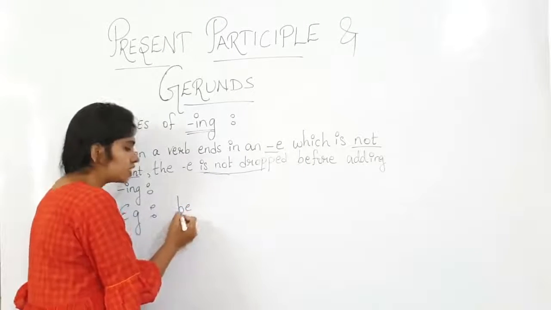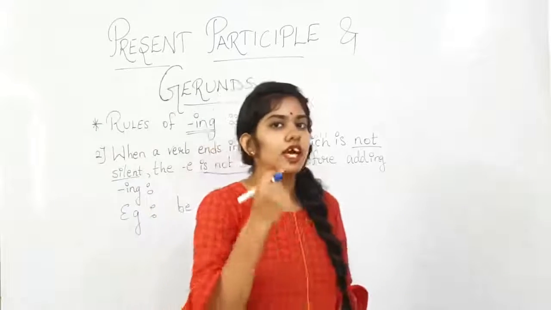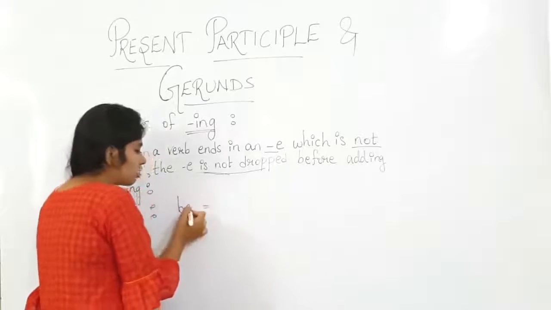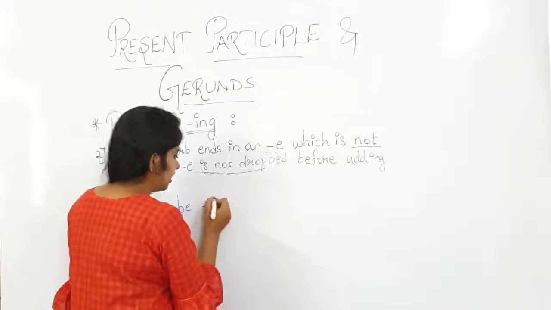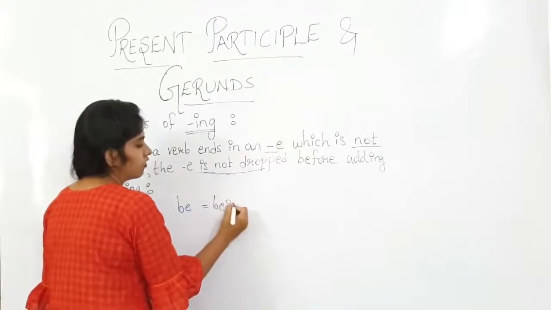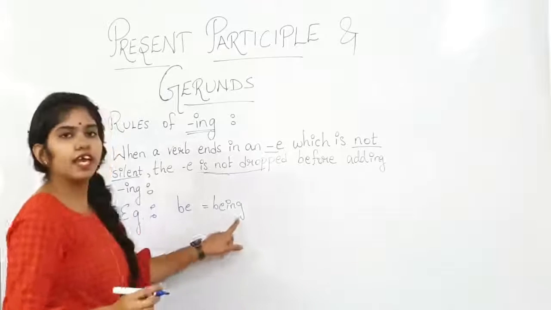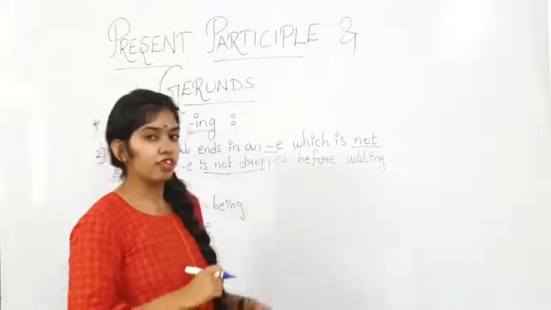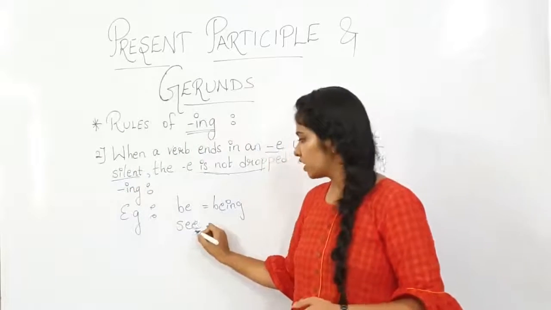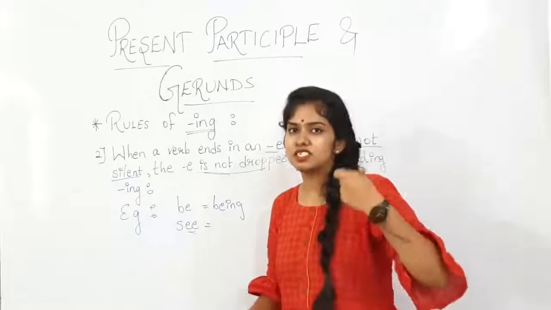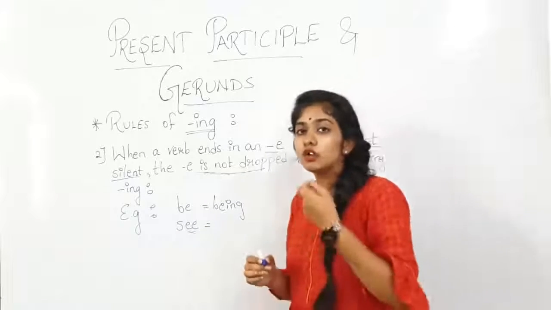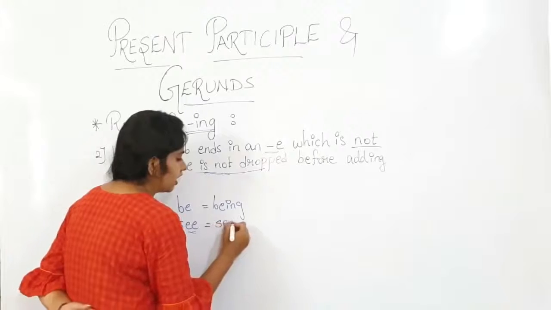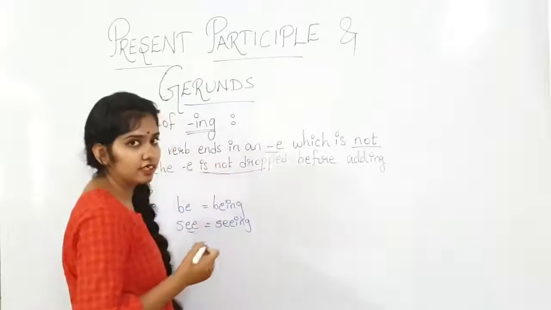Over here we are speaking the sound of the E. At the last, the E sound is coming. So we will not drop the E. We will not cut the E, but instead we will continue writing ing: B-E-I-N-G. Another example, see. Over here we are also speaking the sound of the E at the last. So you can see that the sound of the E is not silent. So we will not cut the E and directly add ing: seeing.